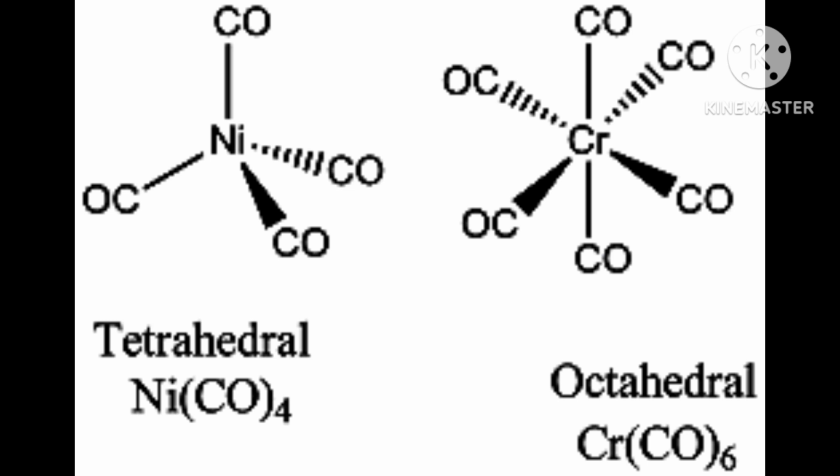Correct? Then that is the synergic, means here two bonds are there, one sigma bond, other is pi bond. To make the pi bond, electrons are donated from the metal to the anti-bonding orbitals of carbon monoxide. Then here the metal to ligand bonding creates a synergic effect which strengthens the bond between carbonyl and metal.